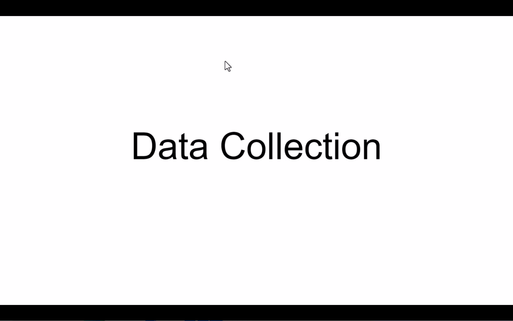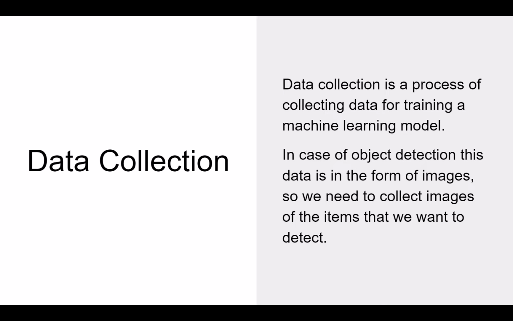Welcome to this lecture. In this lecture, we will start the first part of our model training process, and that is data collection. Data collection is a process of collecting data for training machine learning models. In case of object detection, this data is in the form of images. So we need to collect images of the items that we want to detect. Like in our case, we want to train an object detection model to recognize several fruits. So we need to collect the images of those fruits, and that process is called data collection.